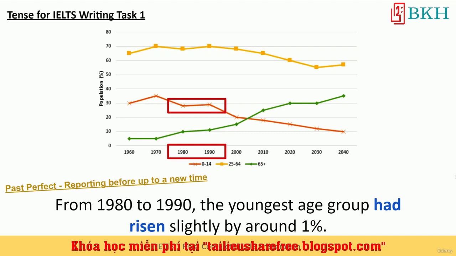Let's take a look at 65 plus. So 1980 to 2020. 65 years and older had risen massively between the dates of 1980 to 2020. Had risen. And there we have a really good example of past perfect. So we've got 4 tenses there, and I hope you found those examples useful.